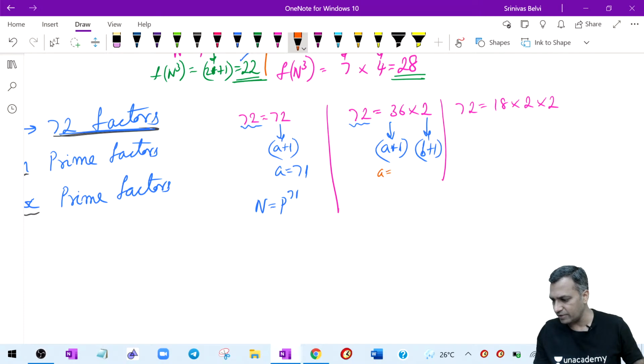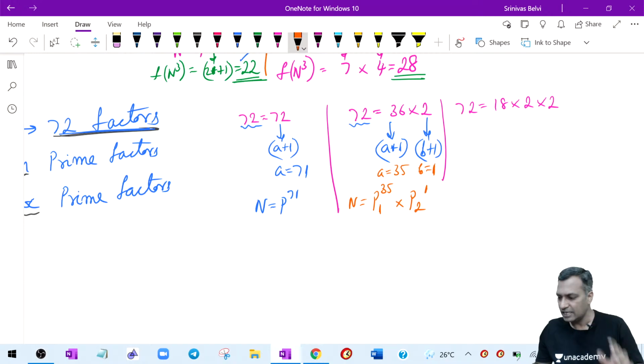Therefore, what is the value of a? 35. What is the value of b? 1. In the sense, you are trying to say your number was prime 1 raised to power 35 and prime 2 raised to power 1. Implies you had two prime factors. Therefore, what is it that you learned?